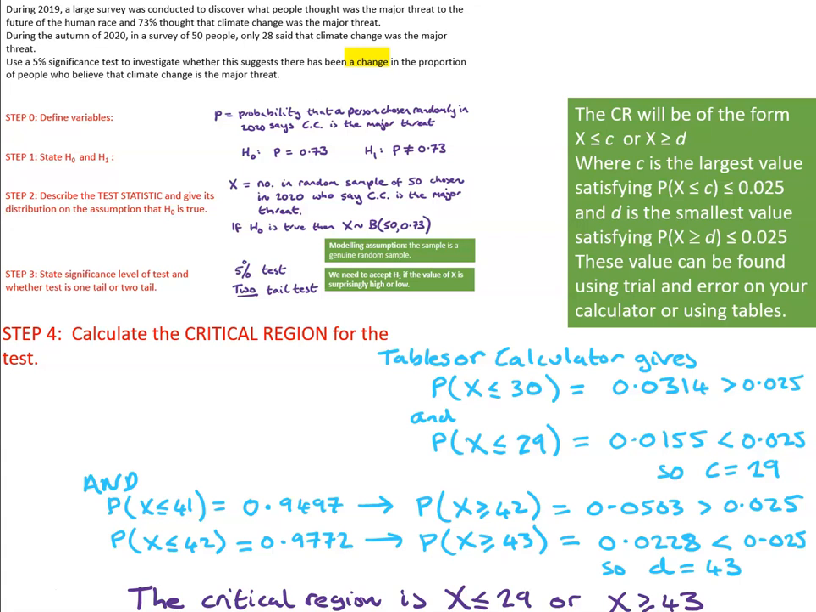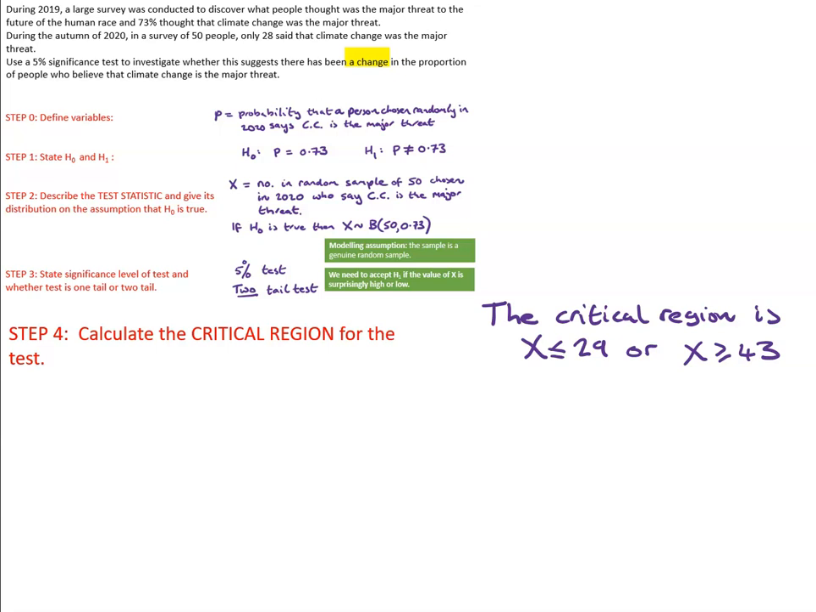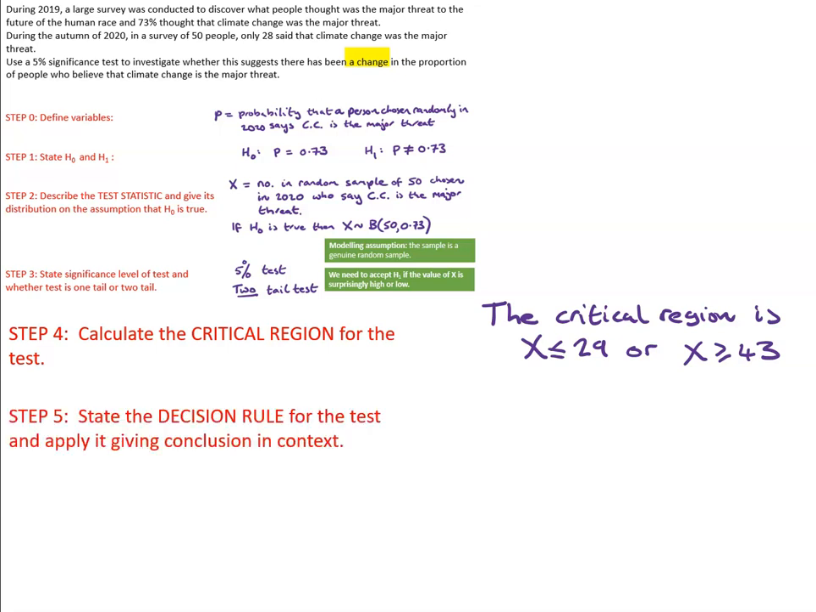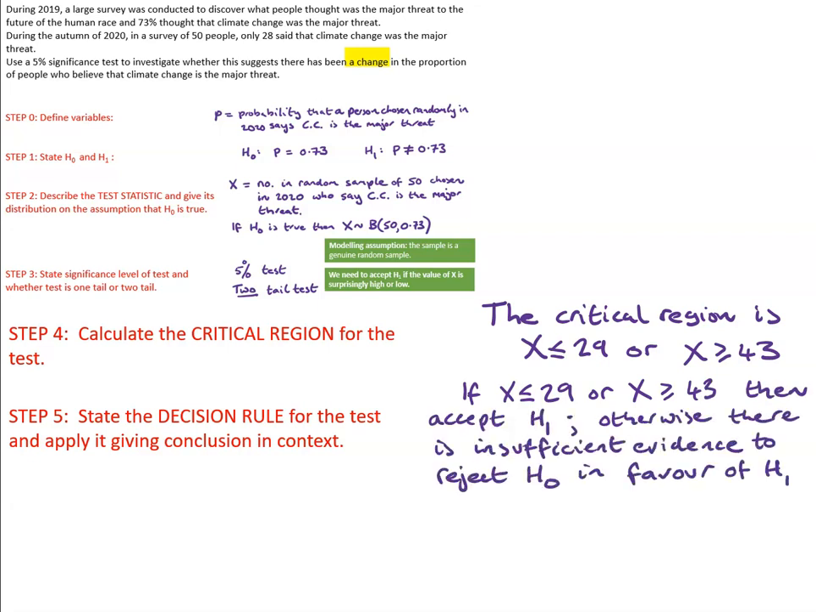So the critical region for our test is X is less than or equal to 29, or X is greater than or equal to 43. So that's my critical region. So we can now state the decision rule. If we're in the critical region, then we accept the alternative hypothesis. Otherwise, there is insufficient evidence to reject the null hypothesis in favour of the alternative hypothesis.